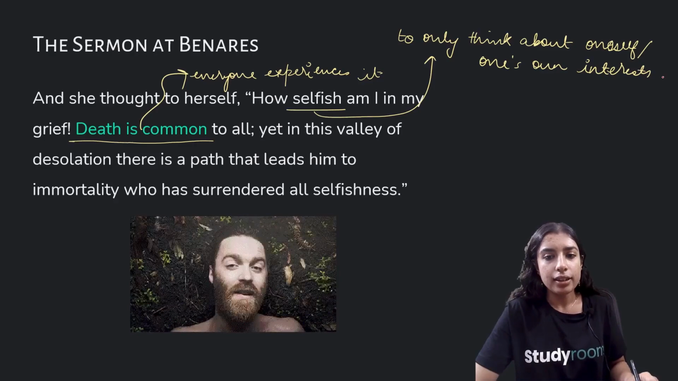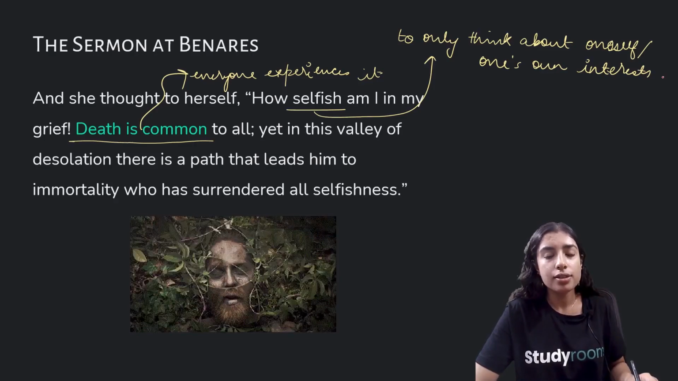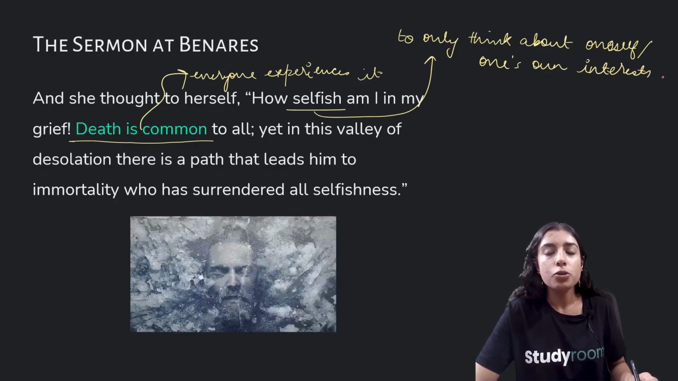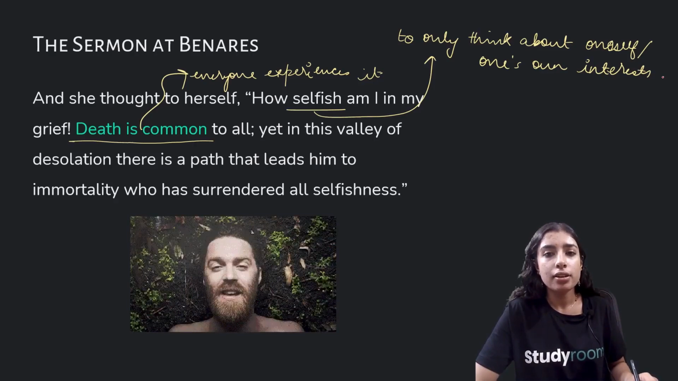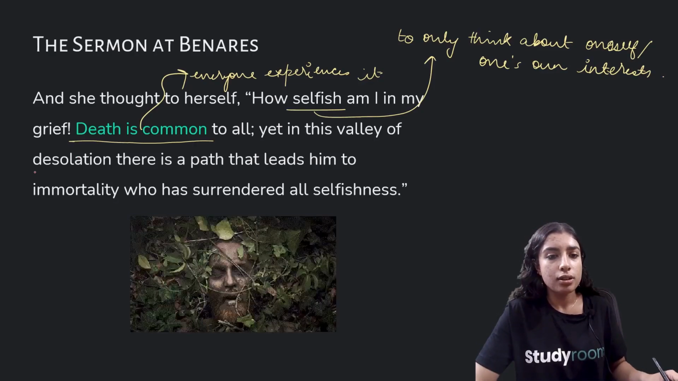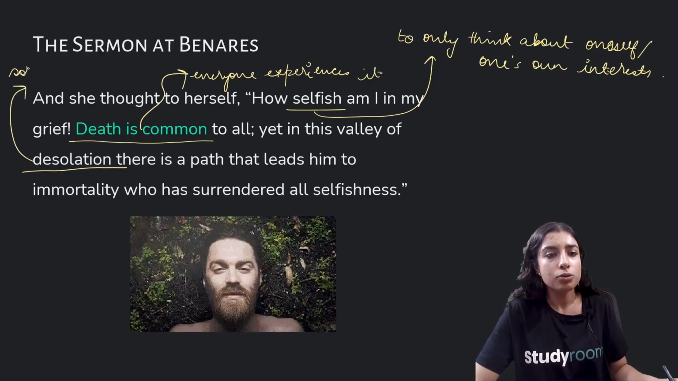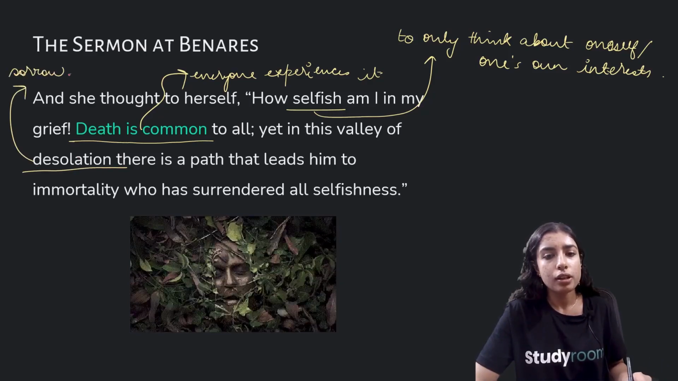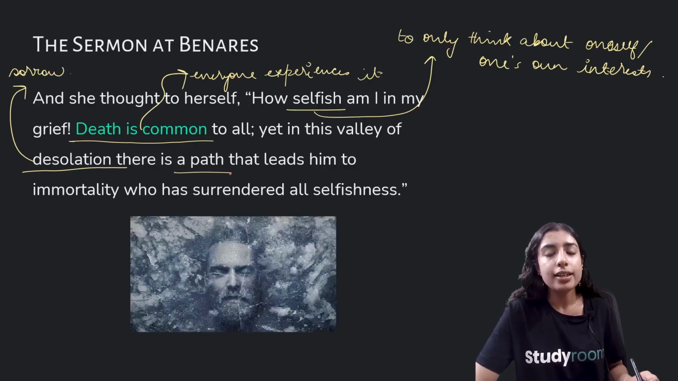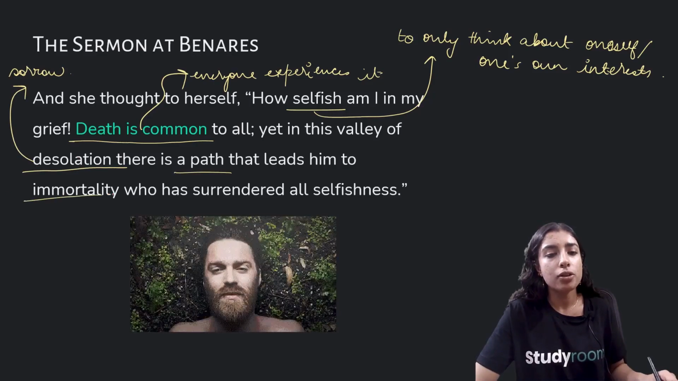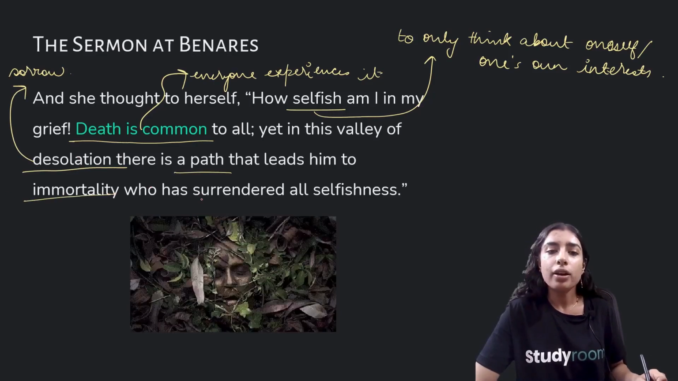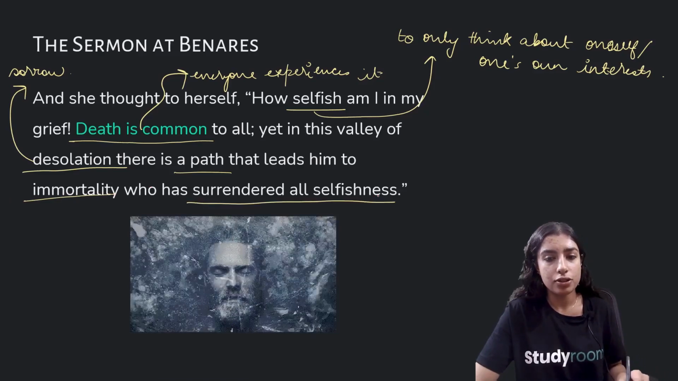Yet, in this valley of desolation, there is a path that leads him to immortality who has surrendered all selfishness. Desolation means a certain sense of sorrow. There is a way that leads people to a state of immortality. It is only one who has surrendered all selfishness.